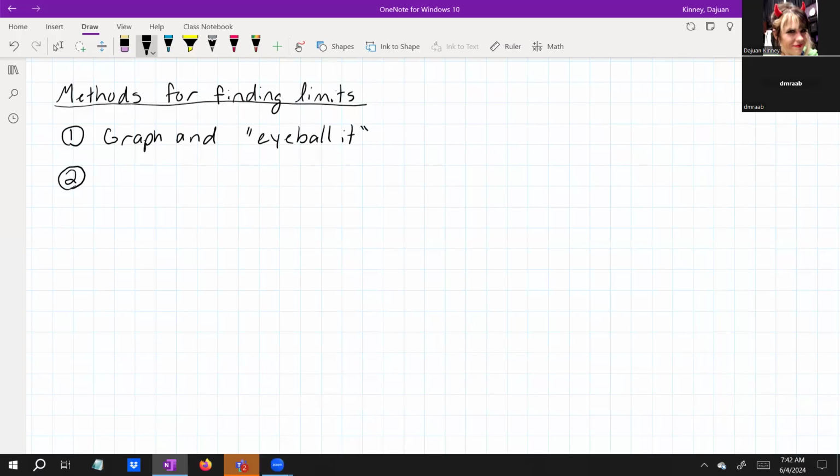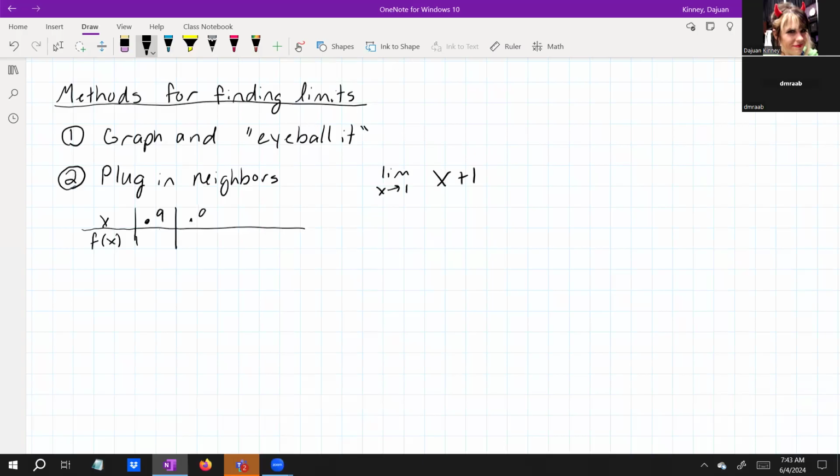Method 2 is what we were just doing. Or no, it wasn't what we were doing. Similar. Plug in neighbors. Okay. So we're going to have another baby limit just so this is easier. Limit as x approaches 1 of x plus 1. What we're going to do is plug in numbers near our value.